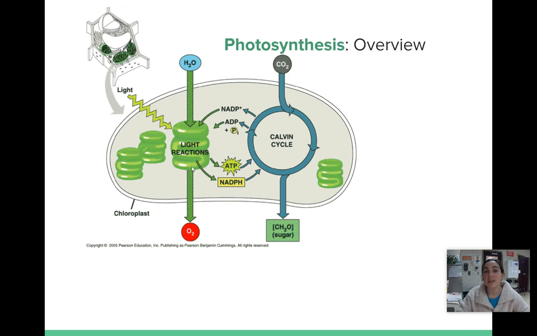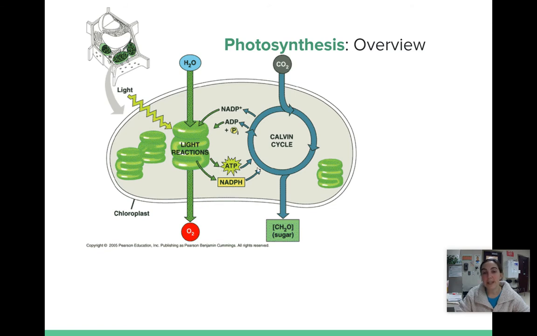The first step is called the light reactions. It takes water and the energy from sunlight. It produces a little bit of ATP and this molecule NADPH. This is another one of those electron carriers. And oxygen is kind of a waste product of that first step.